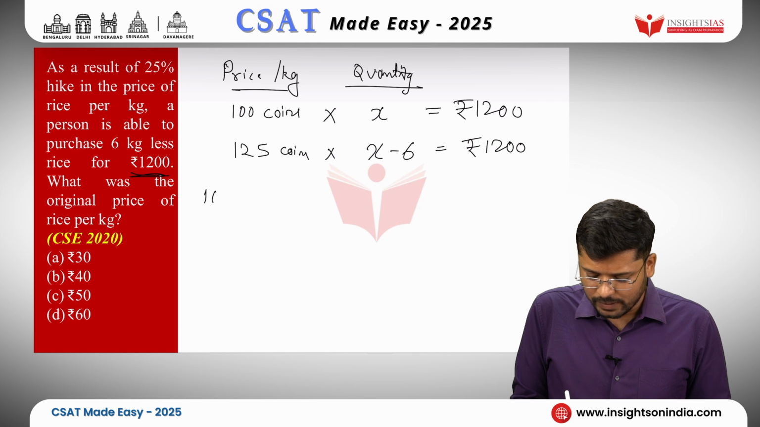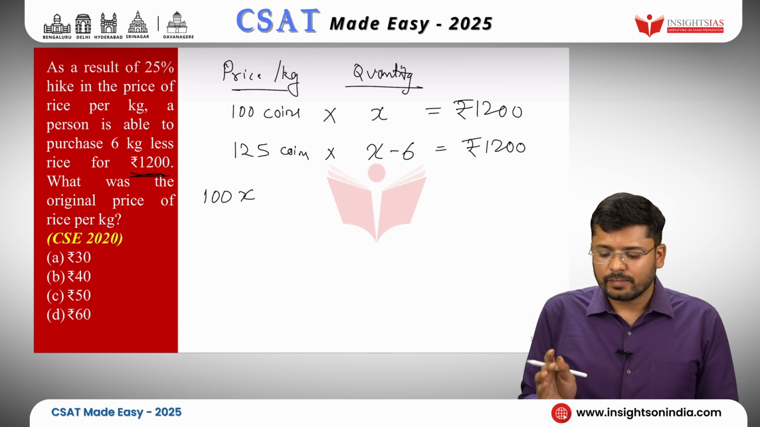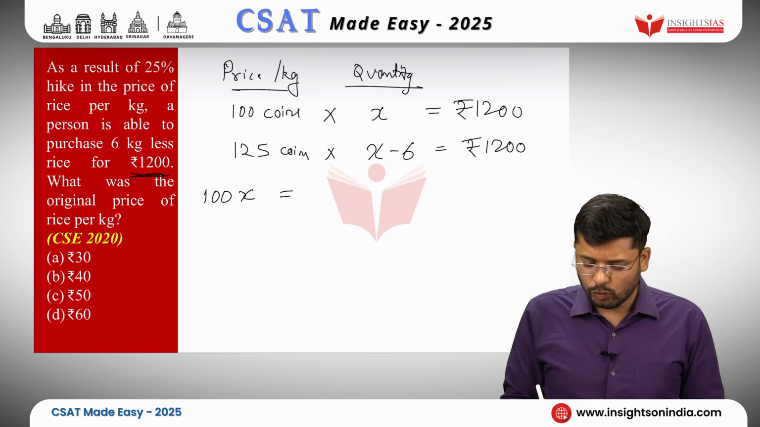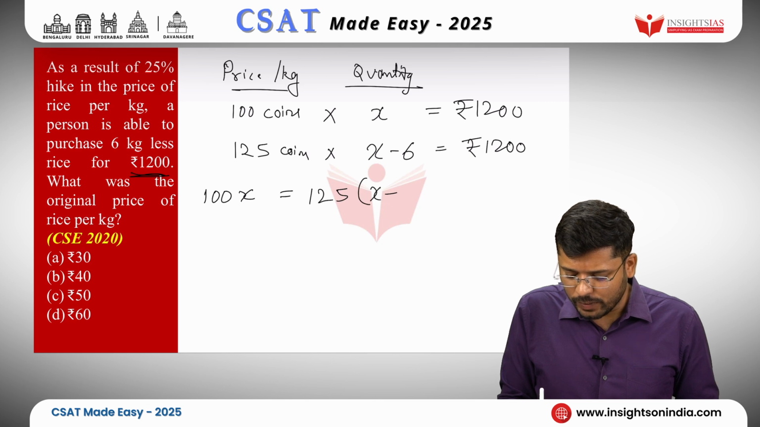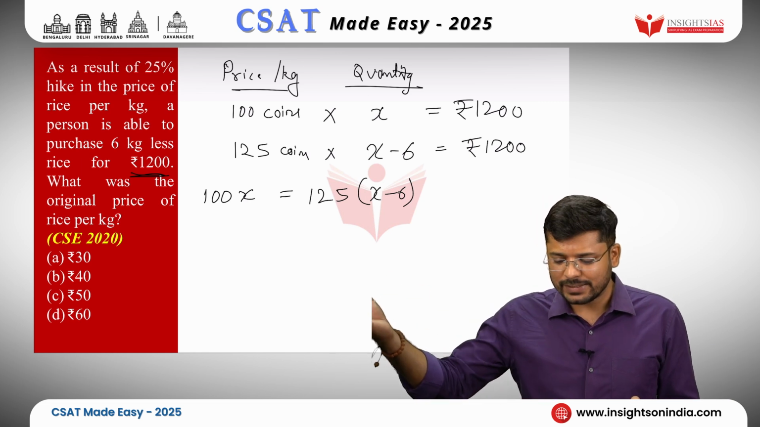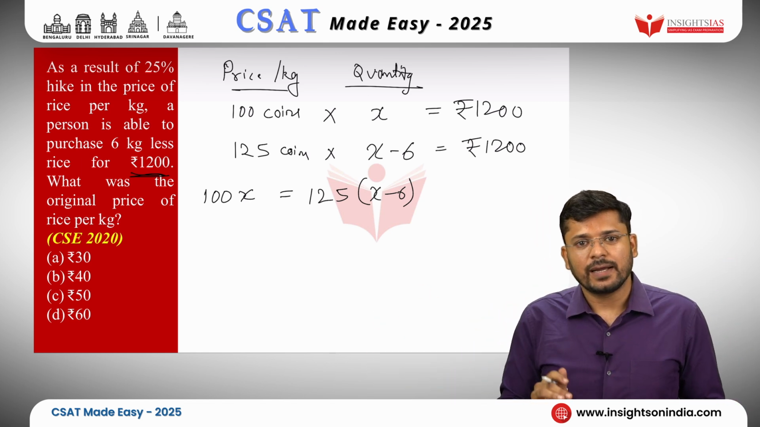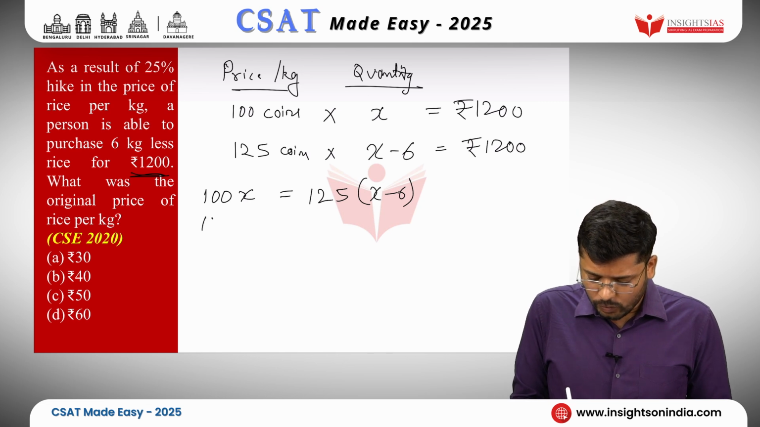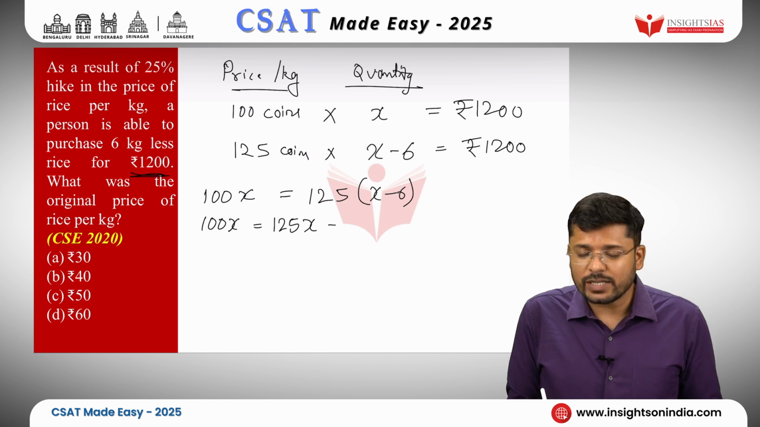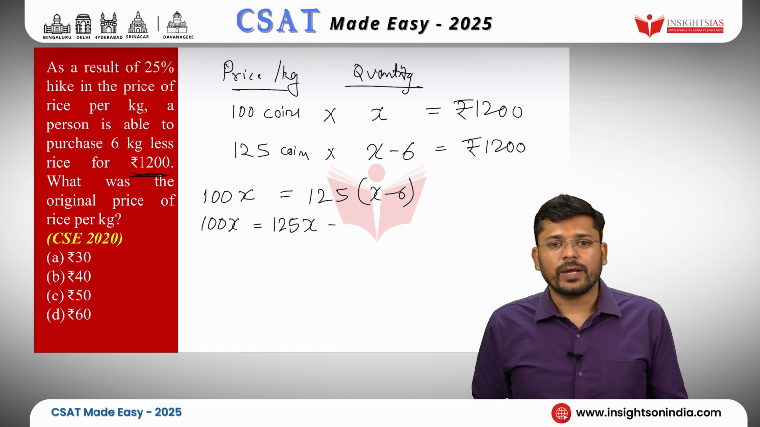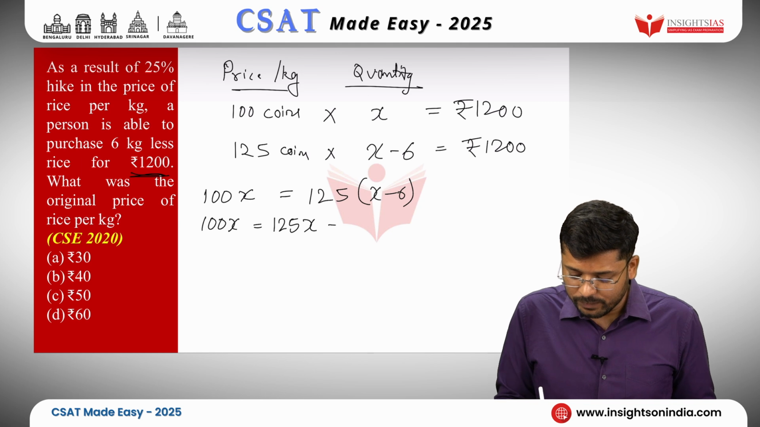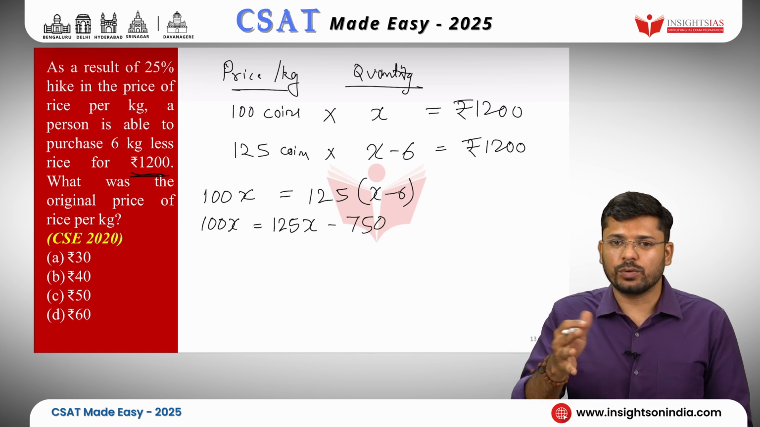How do we equate them? In the first context, 100 into x would be 1200. In the second context, it would be 125 into x minus 6, that will also be 1200. So we can equate them, because the RHS is the same on both sides, we can equate the LHS. And now we shall solve. How much would it be? 100x is equal to 125x minus 125 into 6. What is 125 into 6? That would be 125 into 2 is 250, 250 into 3 is 750, so it would be 750, because 6 is 2 into 3, right?